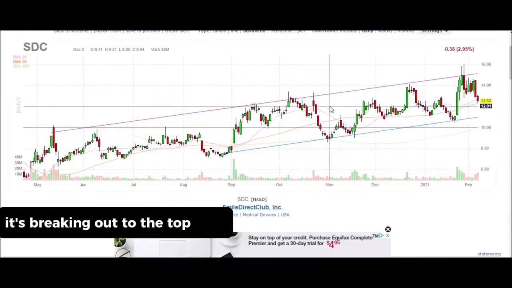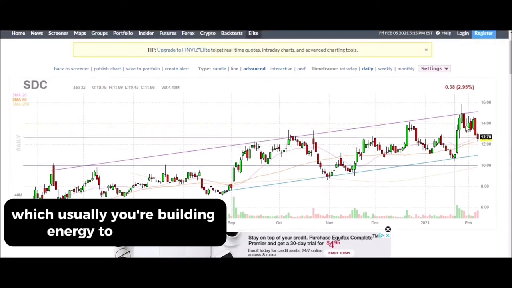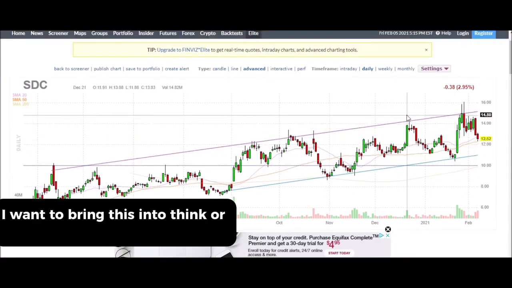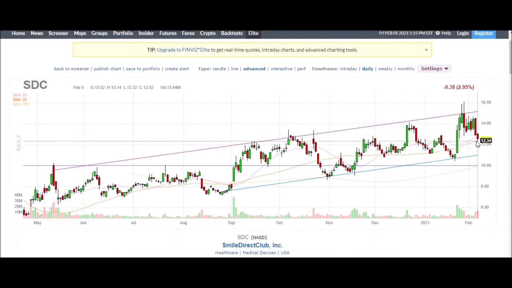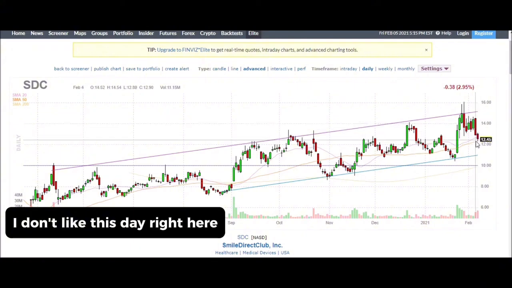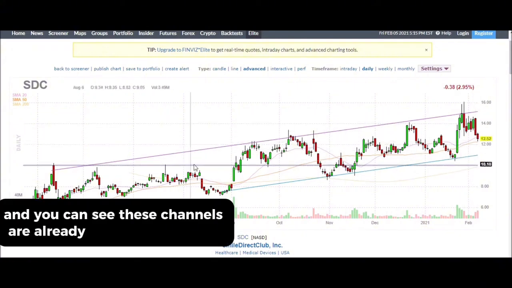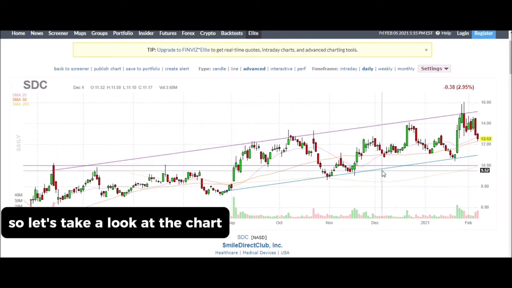It's breaking out to the top here. It's been going through this channel here, which usually you're building energy to break out. I want to bring this into Thinkorswim to take a closer look. It looks like we just hit an important moving average down here. I don't like this day right here, but I do like that we have a lot of support here, and you can see these channels are already drawn in by Finviz. So let's take a look at the chart.